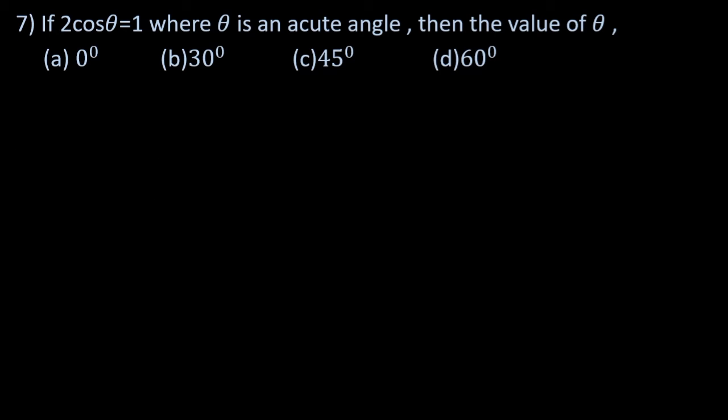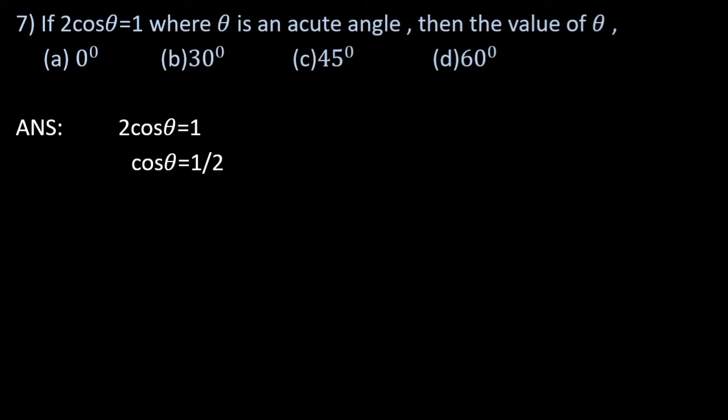Next one, if 2 cos theta is equal to 1, where theta is an acute angle, then what is the value of theta? Options we have 0 degree, 30 degree, 45 degree and 60 degree. It's an easy one, you don't get confused just by seeing it. What they gave is 2 cos theta is equal to 1. So I'll take the 2 down, and it will become cos theta is equal to 1 by 2.